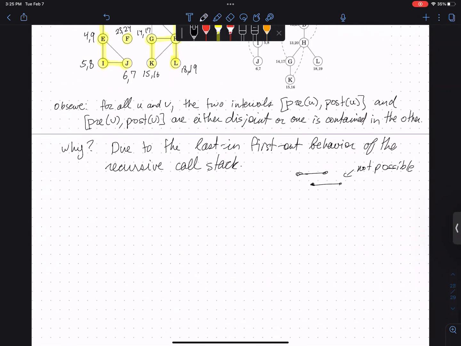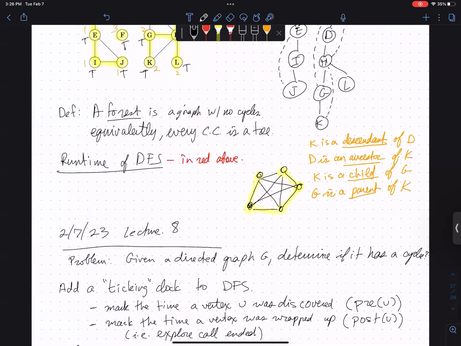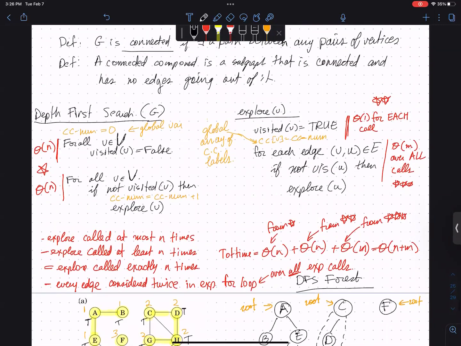Okay, so with that being said, let's look at what happens when we run depth first search in directed graphs. Remember, we're eventually trying to solve this problem of finding cycles in directed graphs. We'll see the pre and post visit numbers help. And the other thing is we need to understand what happens in depth first search on directed graphs. The answer is it's very simple. It's the exact same algorithm.